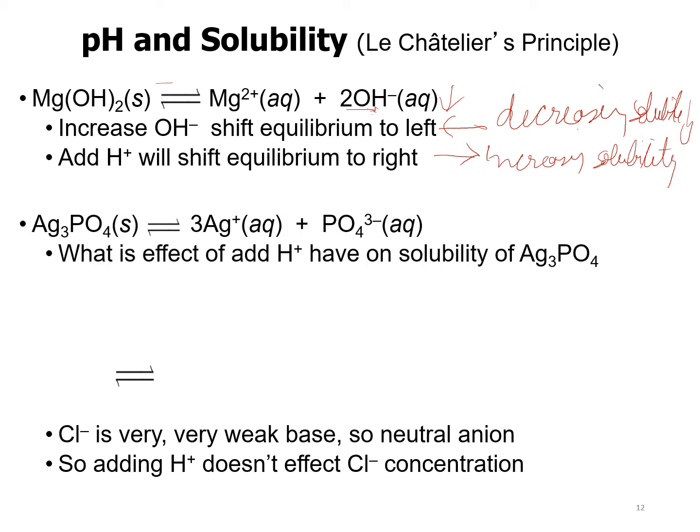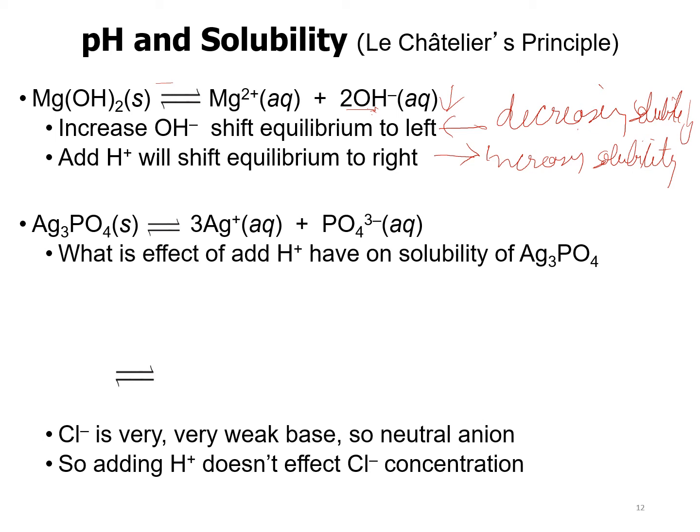So let's look at another example. If I have silver phosphate, which is again an insoluble salt, it produces silver ion and phosphate ion after solubilization. So this is the equilibrium reaction for the solubility of this salt. What is the effect of adding proton on the solubility of silver phosphate? So what is the proton going to do?